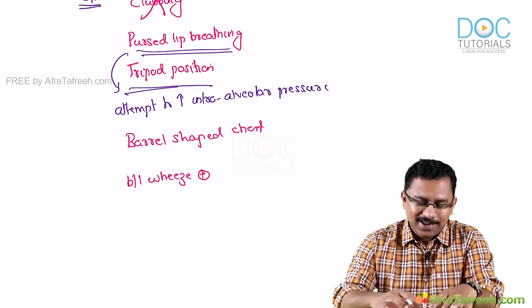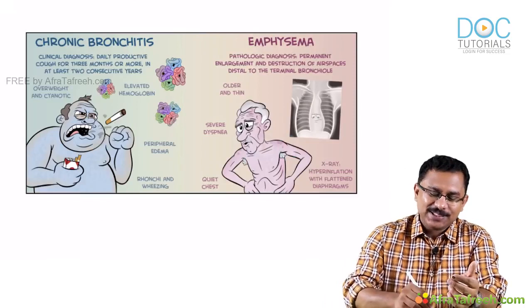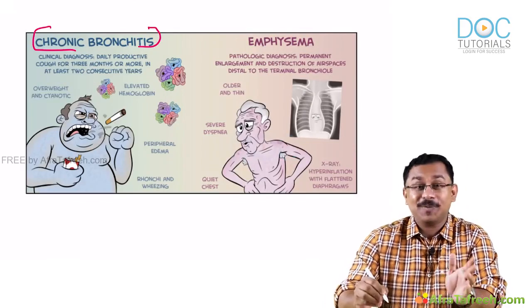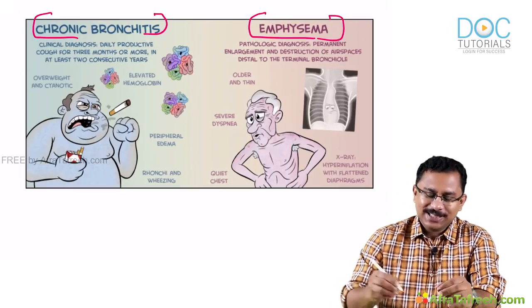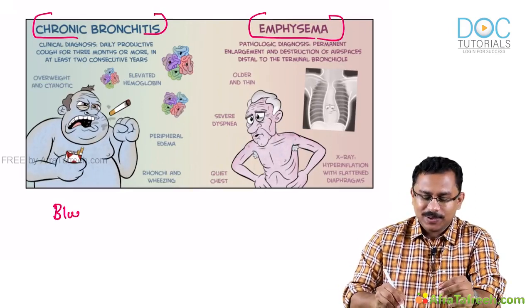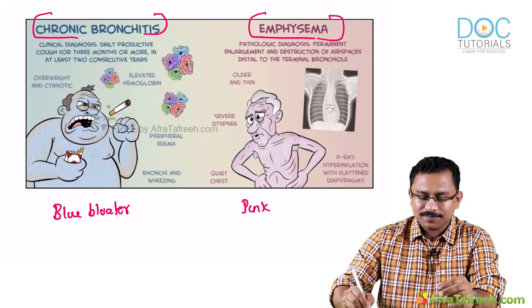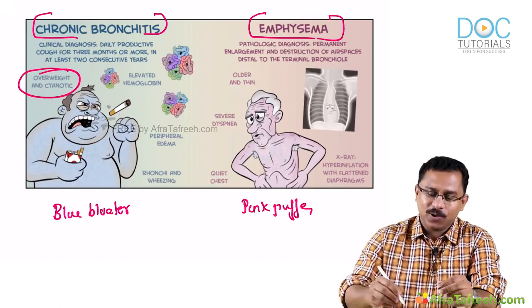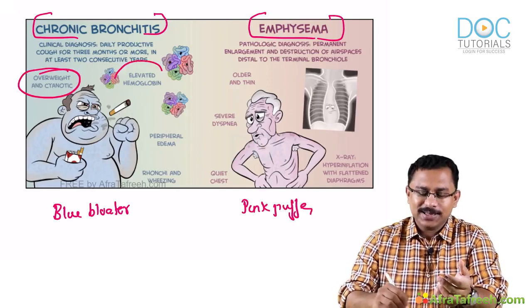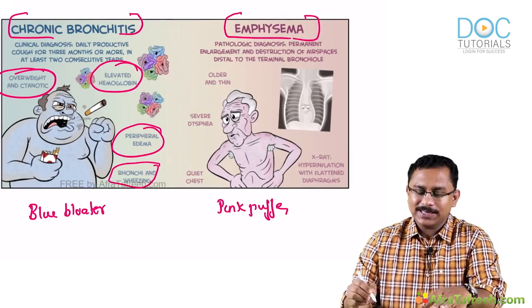And here is another cartoon which I have seen from somewhere, on chronic bronchitis, just for your ease. I have not made this. So chronic bronchitis and emphysema. You see, this is the blue bloater, and this is the pink puffer. Here the person is overweight and cyanotic, and because of the cyanosis there is elevated hemoglobin, there is peripheral edema, and you can have rhonchi and wheezing.